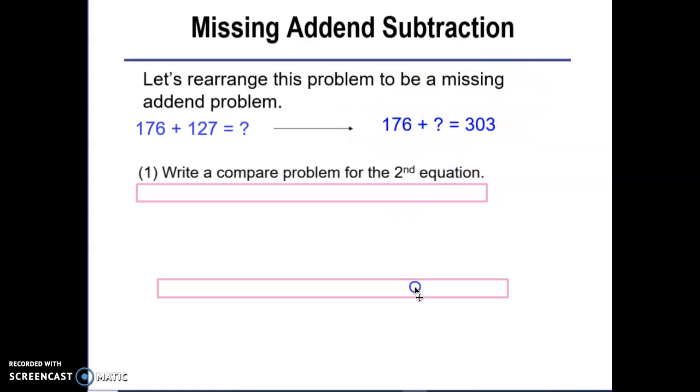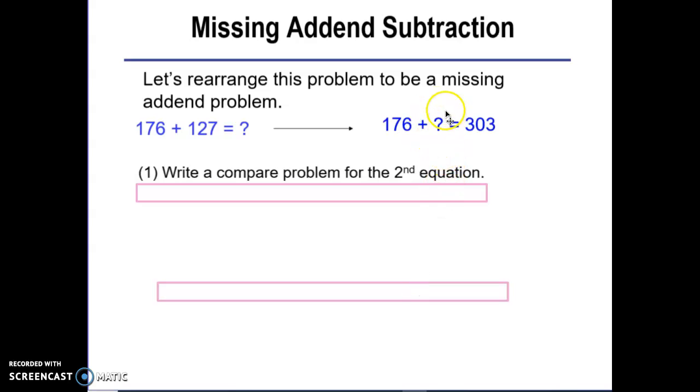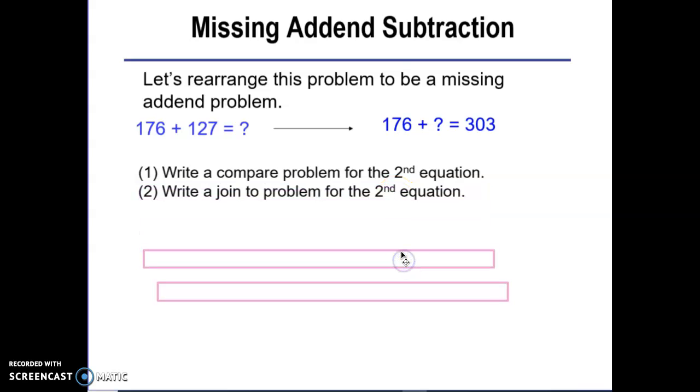The first one, I want to be a compare problem. So you're going to be asking me how much more. The second one, I want it to be a join to problem. And so you're going to, again, be asking me how much extra you got. So for a compare problem, first, how much more, second. For a join to, beginning increased by end.